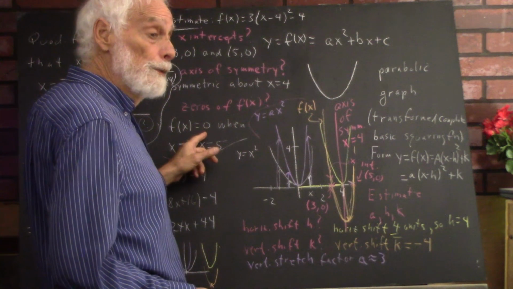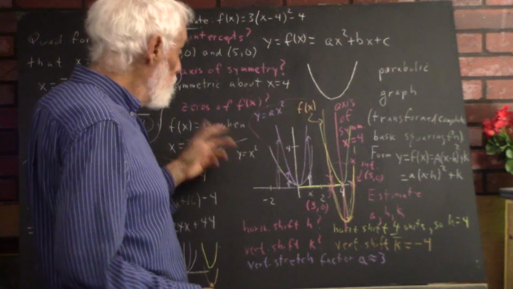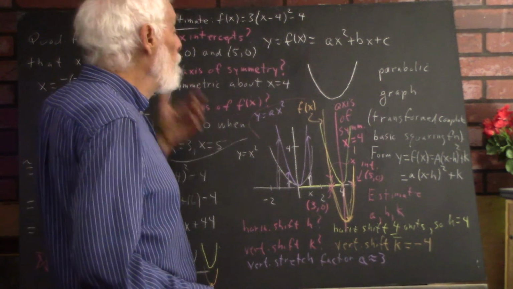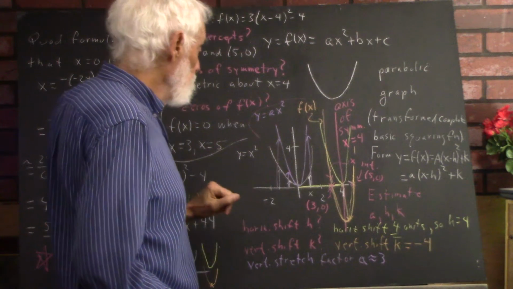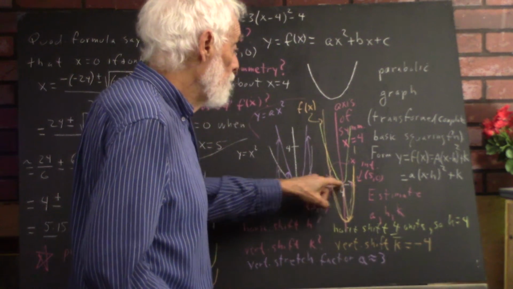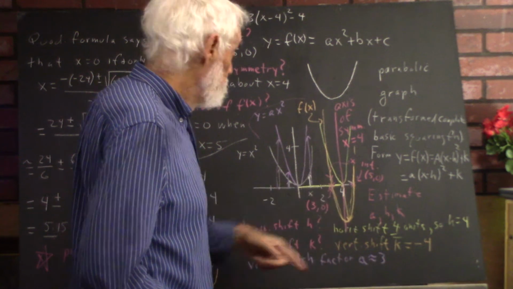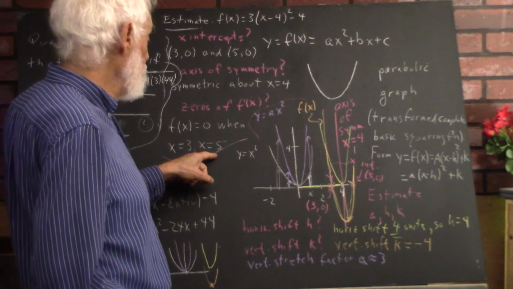Where does f of x equal 0? Well, f of x is your y-coordinate. Your y-coordinate then has to be 0. Where is the y-coordinate 0? On the x-axis. So your zeros are the values of x on the x-axis where the graph cuts through that axis. So the zeros are at x equals 3 and x equals 5.